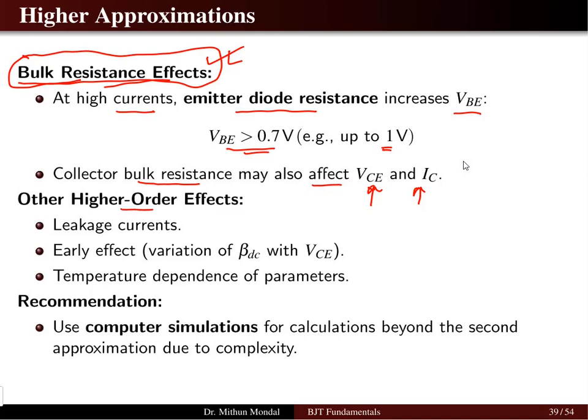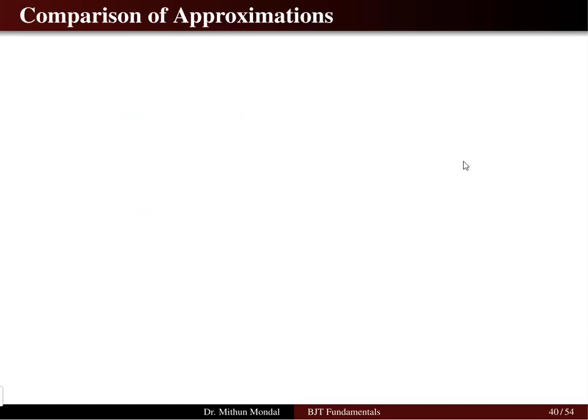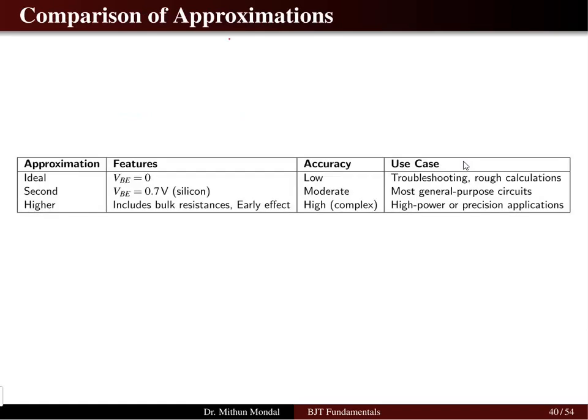In other higher order approximations, if we take into account the leakage current, there are certain early effects and there is temperature dependence of the parameters. So the recommendation is to use computer simulation for calculations beyond the second approximation when complexities are involved. But we go with the second order approximation only. So if we compare these approximations, you have the ideal approximation, the second order approximation, and the higher order approximation. In the ideal approximation, the base emitter voltage you take as 0 volt, the accuracy is low, and it is generally used for troubleshooting or rough calculation.